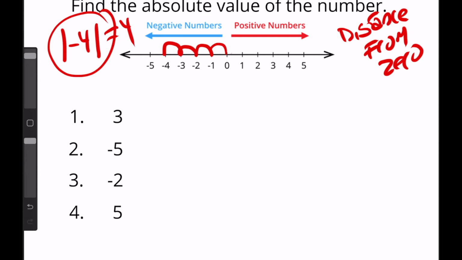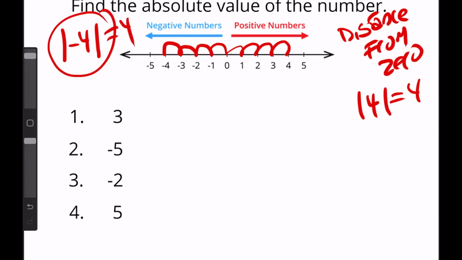Let's look at the absolute value of 4. Again, how many spaces from 0 is this number? Well, it's going in the other direction, but it is 1, 2, 3, 4. A positive 4 is 4 spaces from 0. So the absolute value of 4 is still 4. The absolute value of a number is always positive. So whatever the number is, if it's a negative 4, if it's a 4, if it's a negative 8, or if it's an 8, it's always going to be positive.